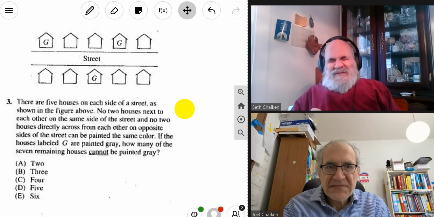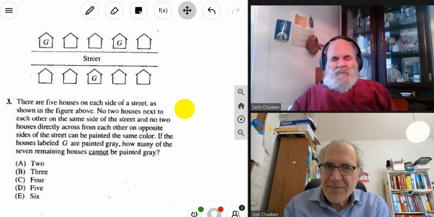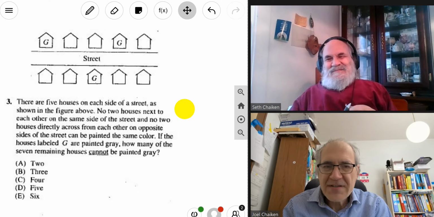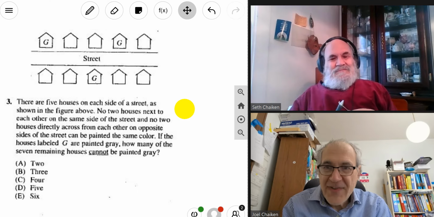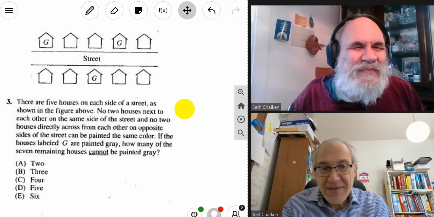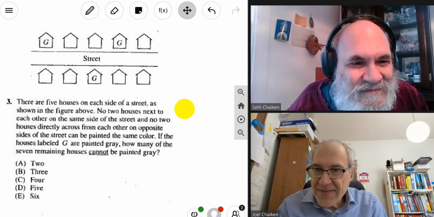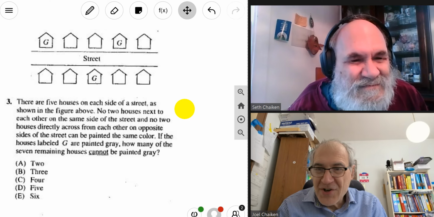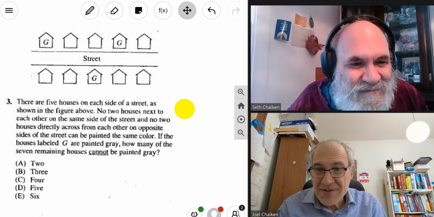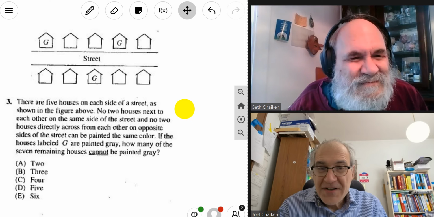Okay, and moving to Throwback Thursday. Here we have a question from a test from 20 years ago. Let's see. You can read it, stop it. Looks very different from anything in the post 2016 test, but it may be easier than it looks. It may actually be a very easy question. Let's see. There are 5 houses on each side of the street, as shown above. No 2 houses next to each other on the same side of the street, and no 2 houses directly across from each other on opposite sides of the street can be painted the same color. Seth, this is up to you.